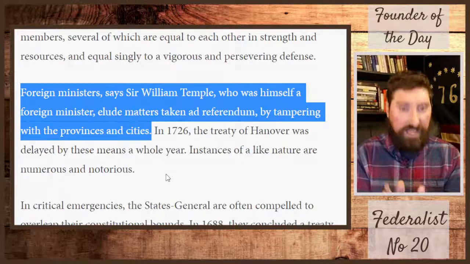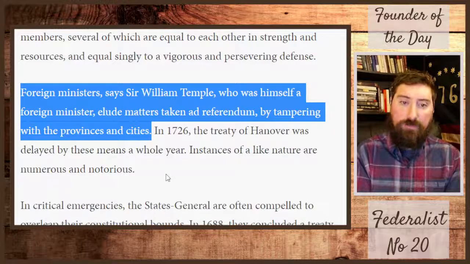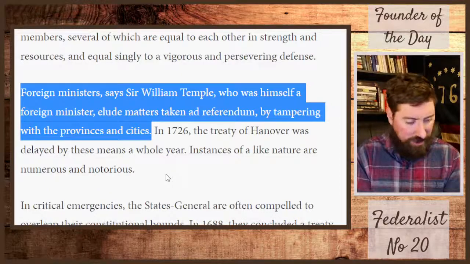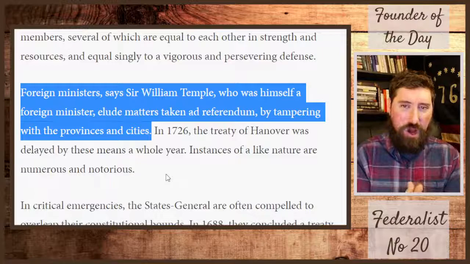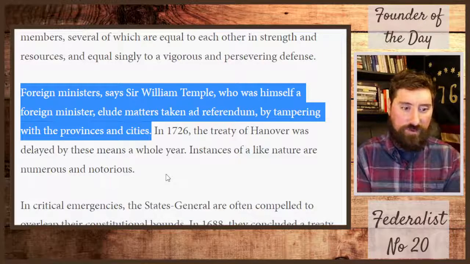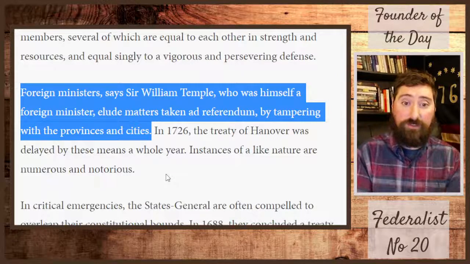"Foreign ministers, says Sir William Temple, who was himself a foreign minister, eluded matters taken ad referendum by tampering with the provinces and cities." William Temple was an Englishman who died about 100 years before Madison is writing this. He did do some foreign ministering, but he was mostly known for his essays, a lot of which concerned things of this nature.